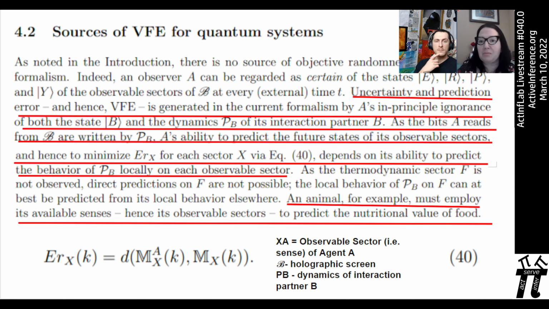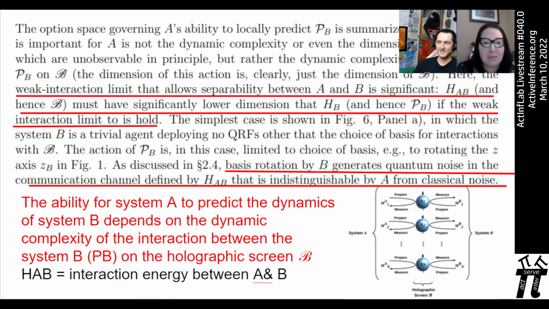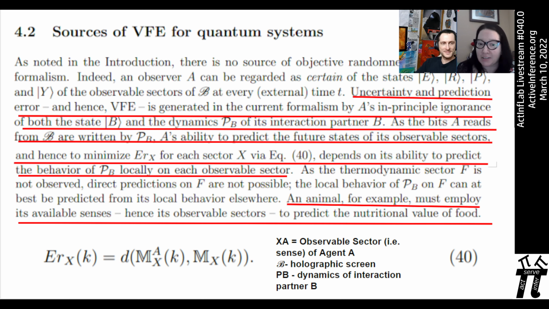So I have to be able to predict how Daniel's going to smell, how he's going to look. If I'm looking at my other agents in the environment, what temperature he's going to be, is he going to have cold hands or cold feet or something like that? But my ability to minimize my variational free energy over another system in the environment depends on my ability to predict their behavior writing to the environment on all of those quantum reference sectors. Good enough? Okay. An animal, for example, must employ its available senses, hence its observable sectors, to predict the nutritional value of food.